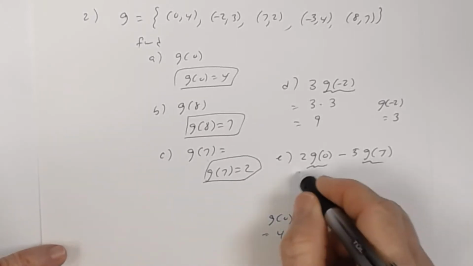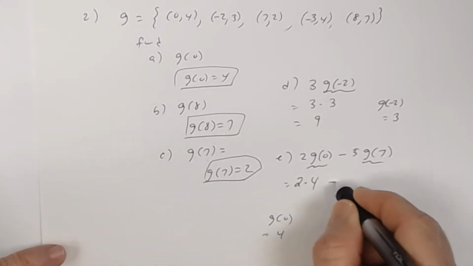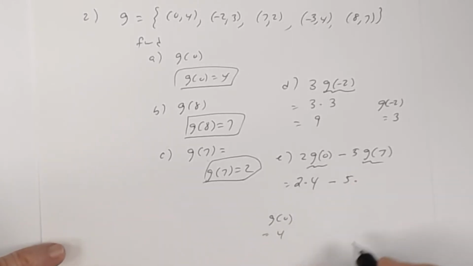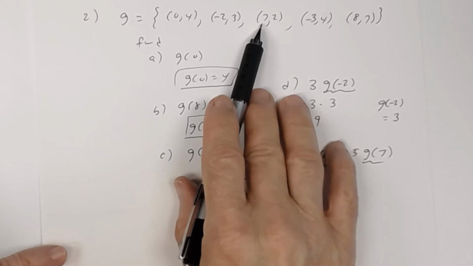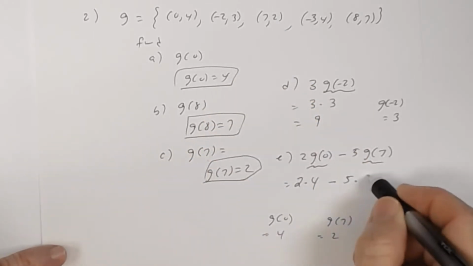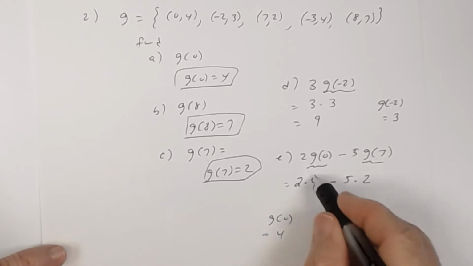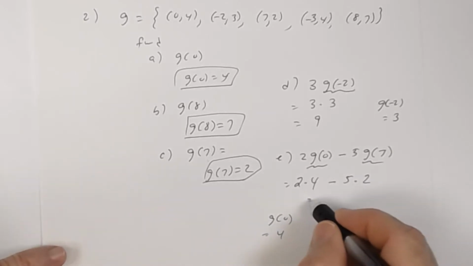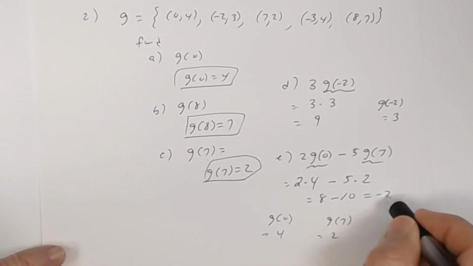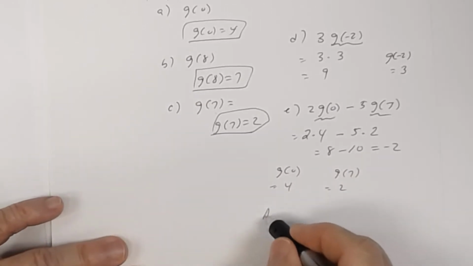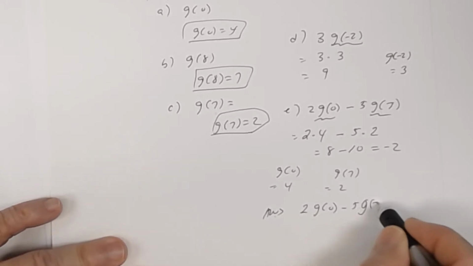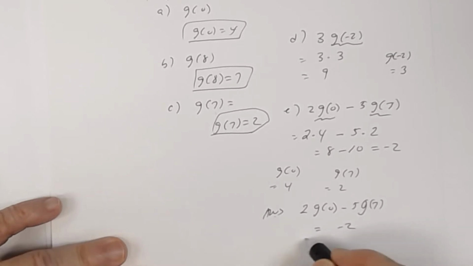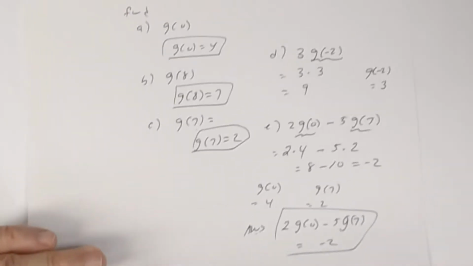So this becomes 2 times 4 minus 5 times whatever g of 7 is. Well, g of 7, remember, what's the y value when x is 7? So I find x is 7, which is this one. My y value is 2. So this becomes 5 times 2. And then using the order of operations, I'm going to multiply, and then subtract. I get 8 minus 10, which is -2. So therefore, your answer, you're going to say 2 times g of 0 minus 5 times g of 7 is equal to -2. Okay? All right, so that was number 2.